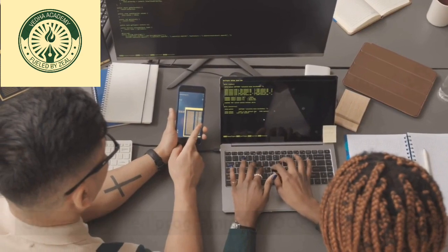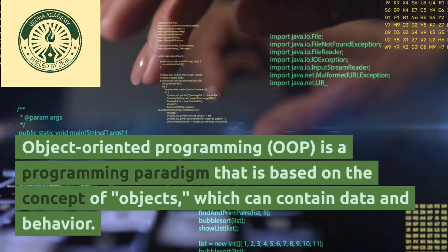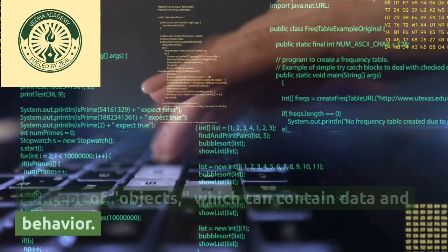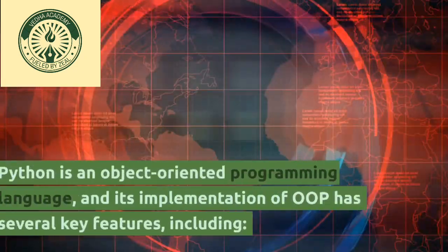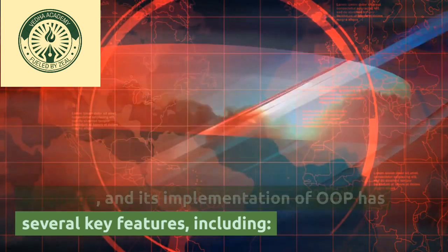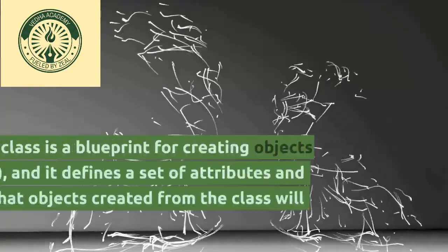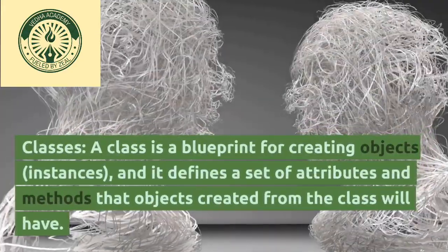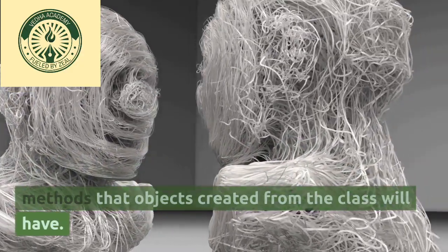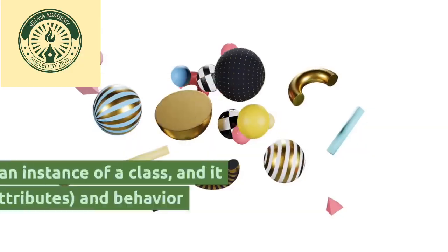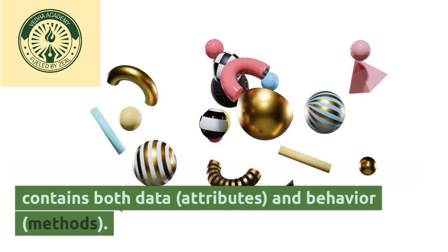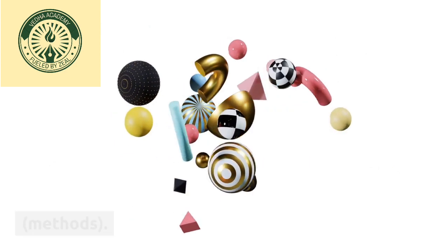Object-oriented programming, OOP. Object-oriented programming, OOP, is a programming paradigm that is based on the concept of objects, which can contain data and behavior. Python is an object-oriented programming language, and its implementation of OOP has several key features, including classes. A class is a blueprint for creating objects, instances, and it defines a set of attributes and methods that objects created from the class will have. Objects. An object is an instance of a class, and it contains both data, attributes, and behavior, methods.